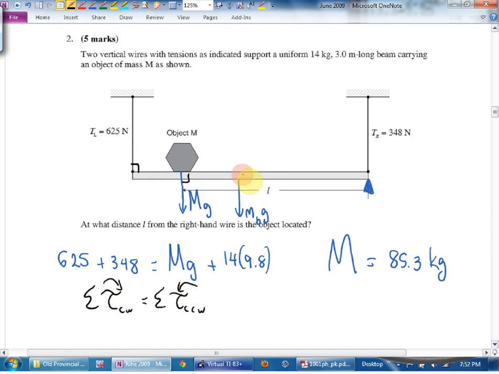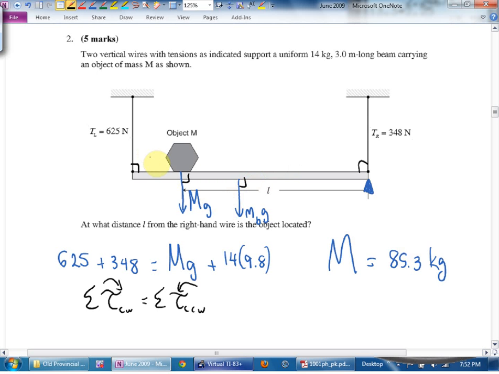So which force is causing this to spin clockwise? Can you give me its name? Pointing doesn't help me. It's going to be a letter L for left and an R for right. Tension left. Yes, I know it's small. You guys sat in the back row.